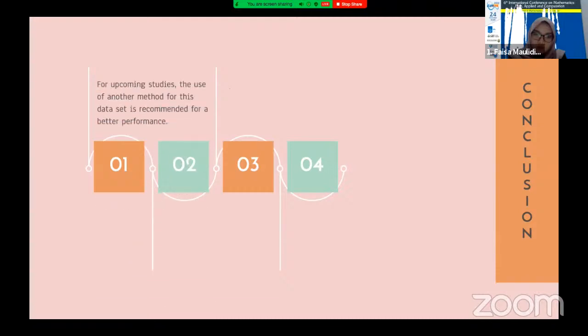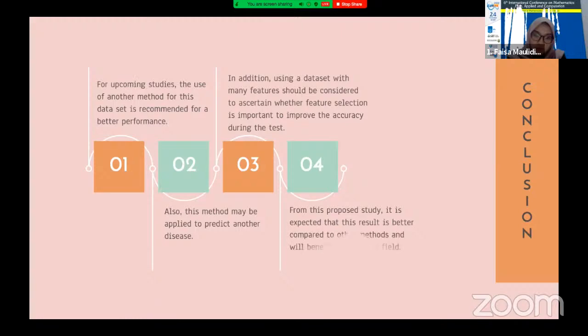For upcoming studies, the use of another method for this dataset is recommended for a better performance. From this proposed study, it is expected that this result is better compared to other methods and will benefit the medical field.